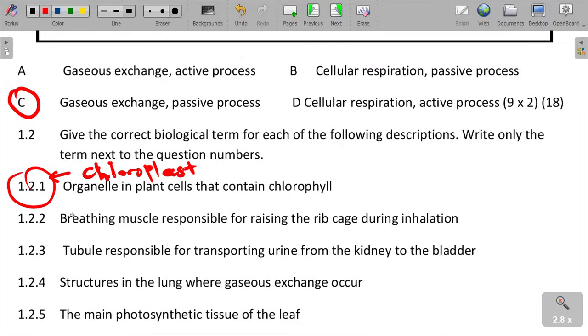And then the breathing muscle responsible for raising the rib cage during inhalation. It is the intercostal muscles. I'm sure that if you remember this process, we are saying the muscle responsible for raising the rib cage, which relates to the cavity with regards to gaseous exchange, in particular inhalation. It is controlled by the intercostal muscle.